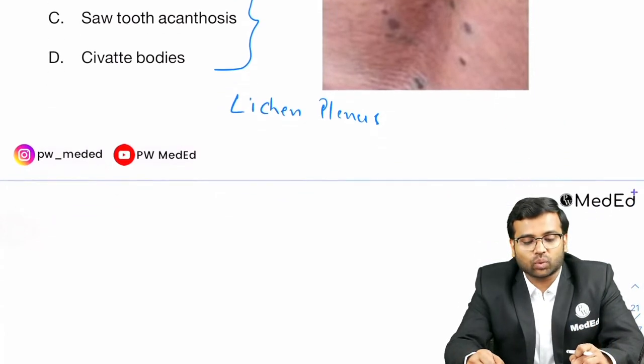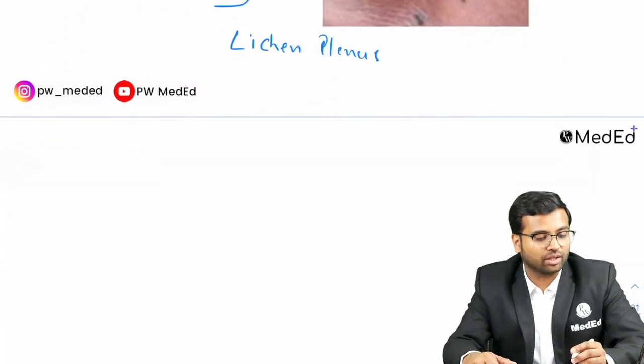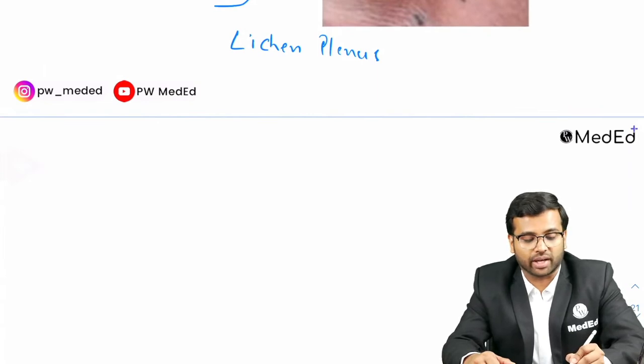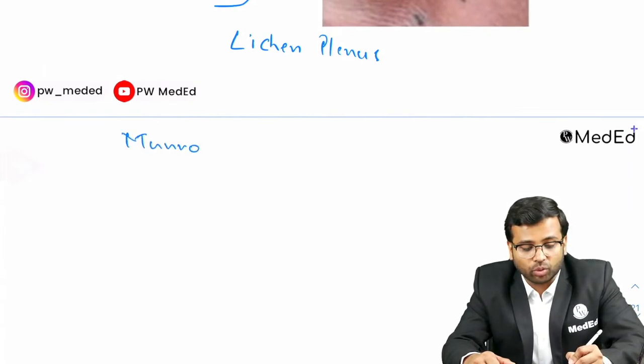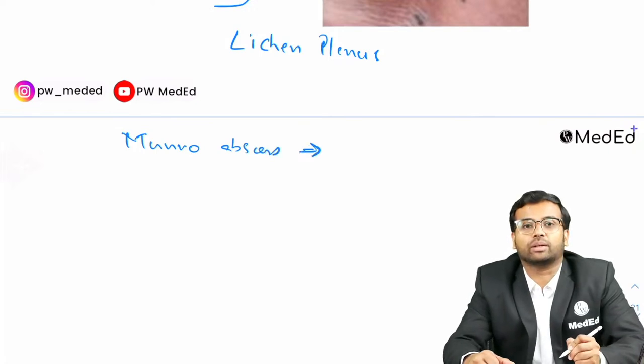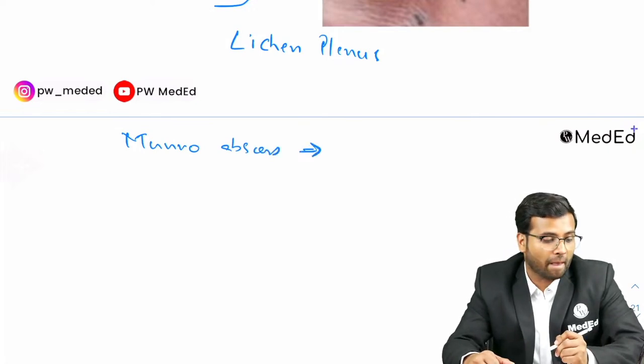Now, this one, Munro's microabscess. Fahim Ansari is saying Munro's microabscess. Now tell me, where do you find this Munro's abscess? In which disease do you find Munro's microabscess?